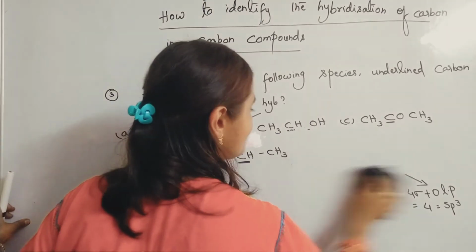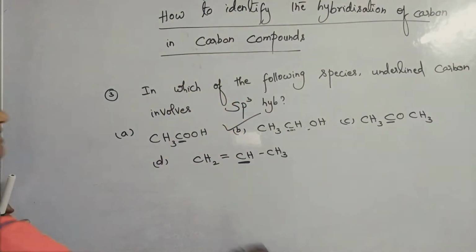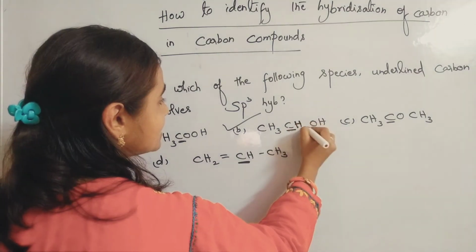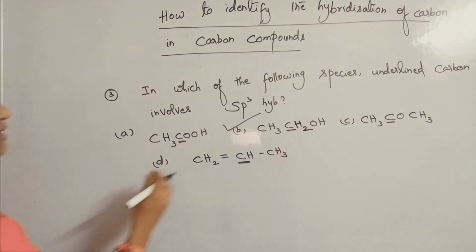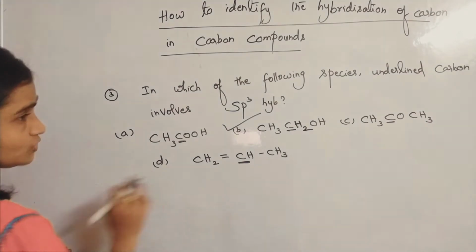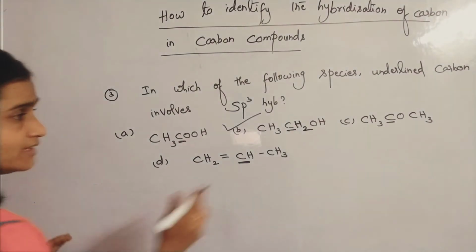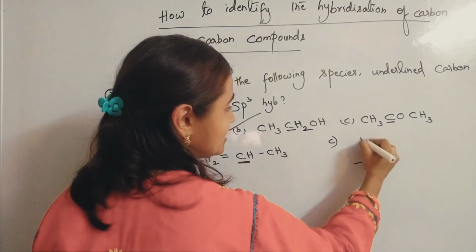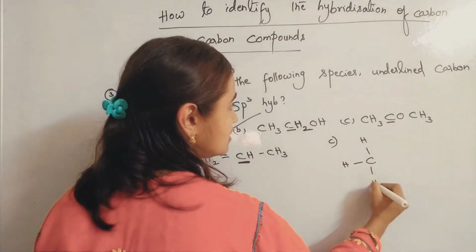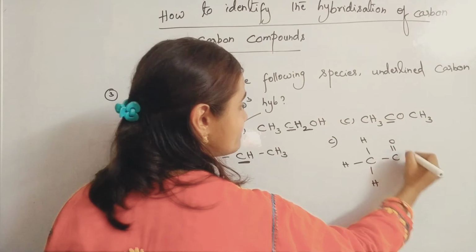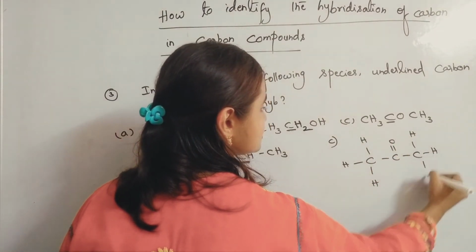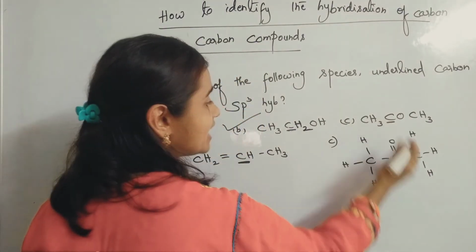The second option is of course correct. The underlined carbon is undergoing sp3 hybridization. But check with the third and fourth options also. I think you got the idea. CH3, this is option C I am writing: CH3, C double bond O, CH3. This is the structure. So the underlined carbon is this carbon.